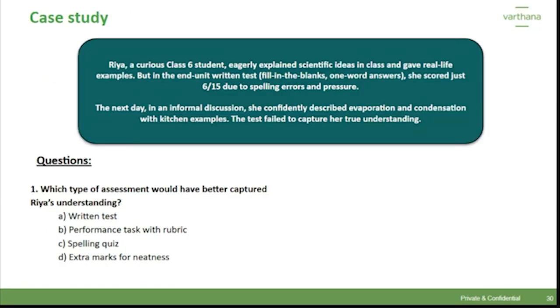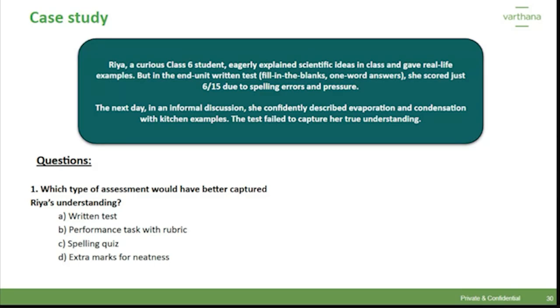So here is a case study, just to check your understanding of this session. Ria, a curious class 6 student, eagerly explained a scientific idea in the class and gave real life examples, but in the end of the unit test, which consists of fill in the blanks and one word answers, she scored just 6 out of 15 due to spelling errors and pressure.